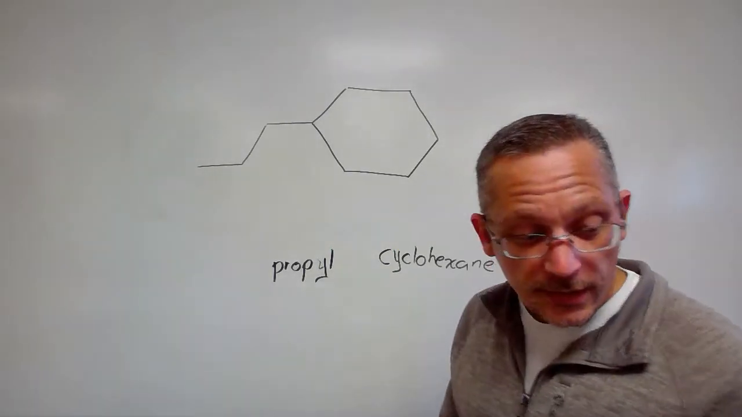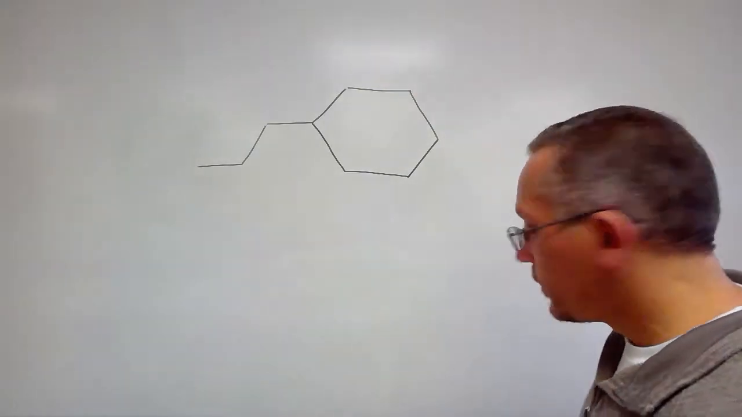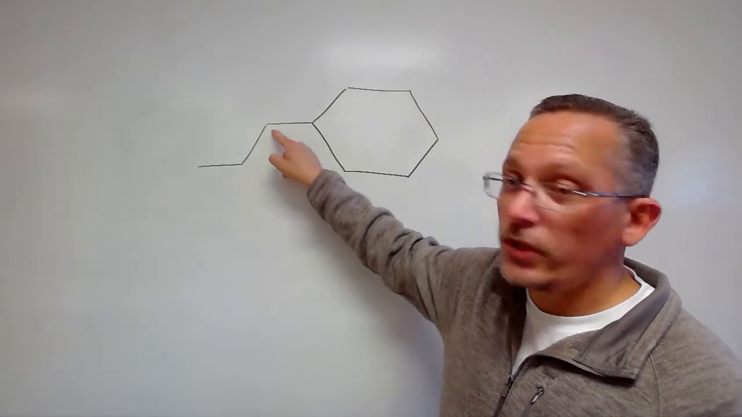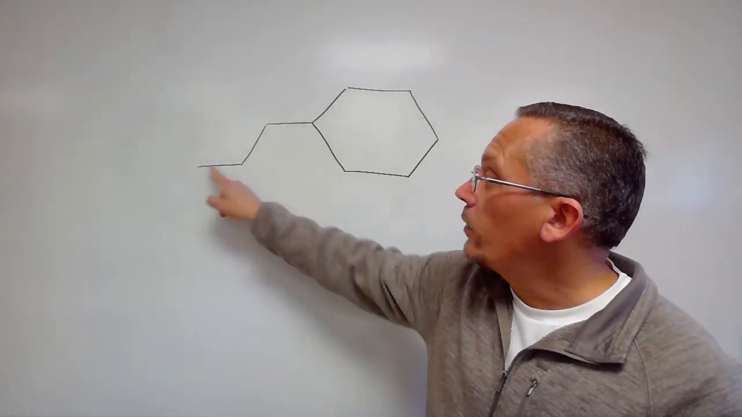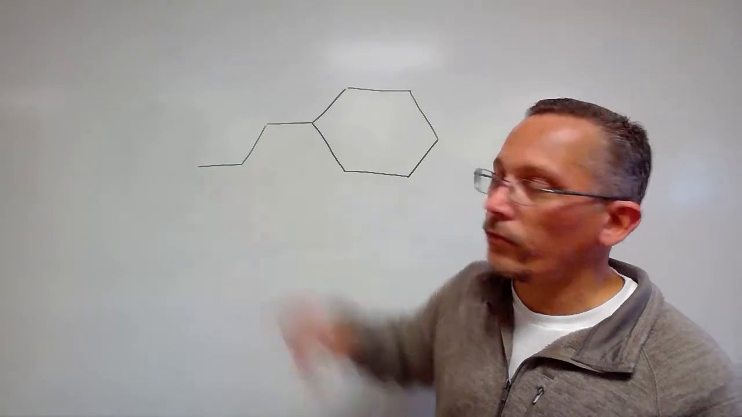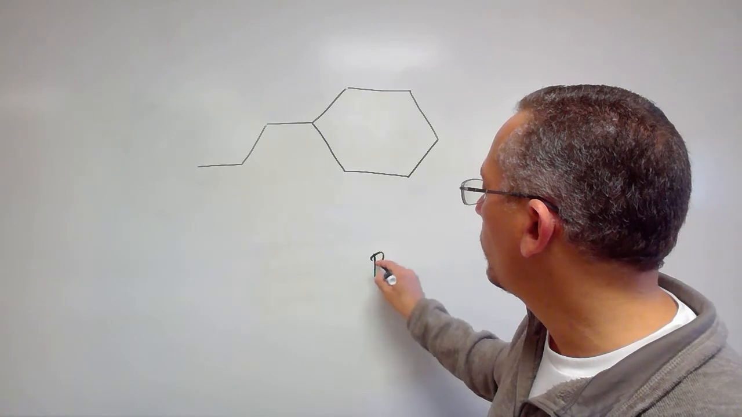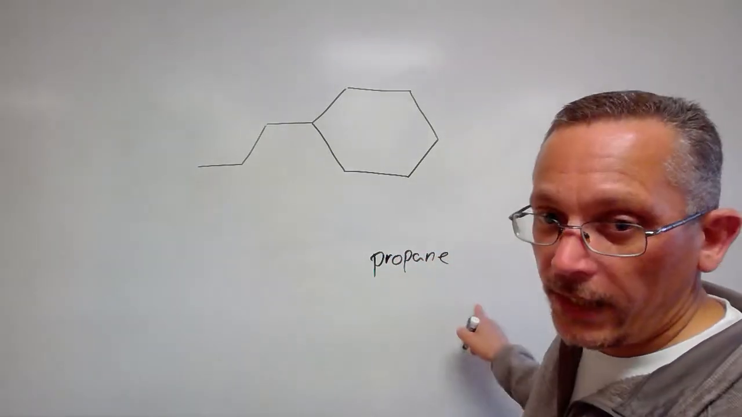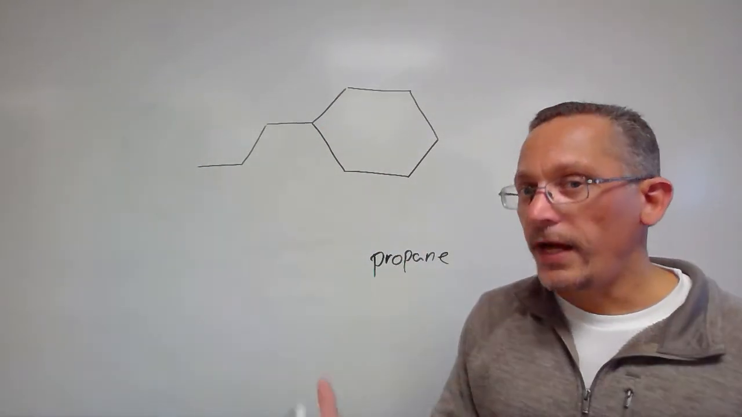We could also name this a different way. Sometimes what people will do is they will name the chain of carbon atoms as though that's the main chain. So what would I call the main chain if we had 3 carbon atoms in there? I will call it propane. And then they'll name the ring as though it's a branch.